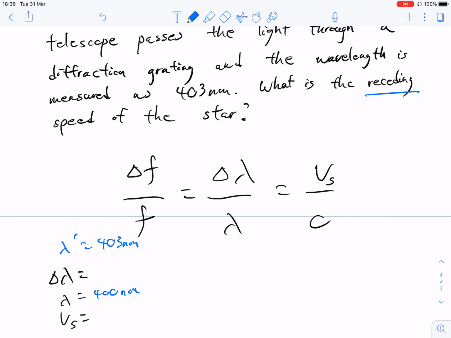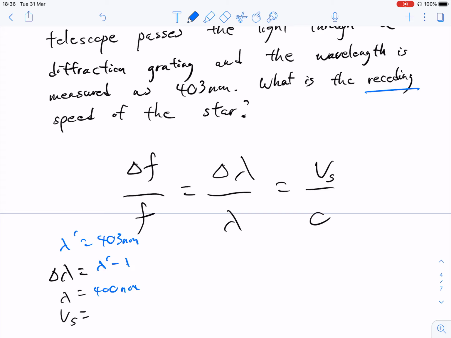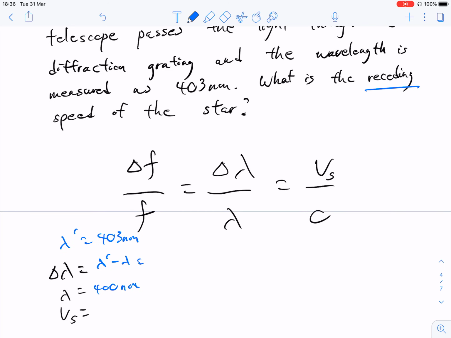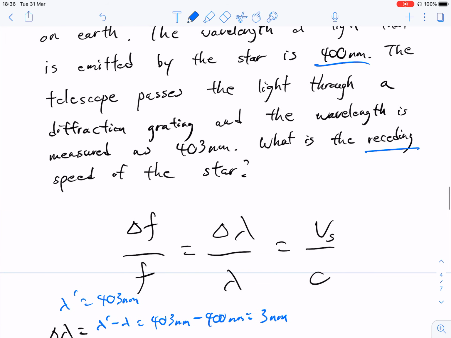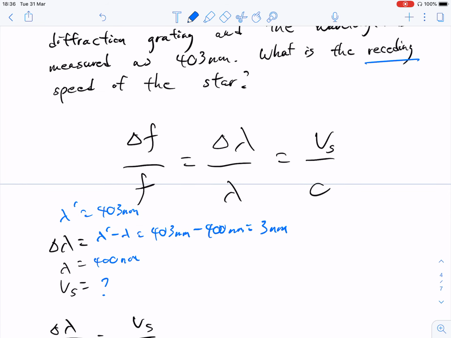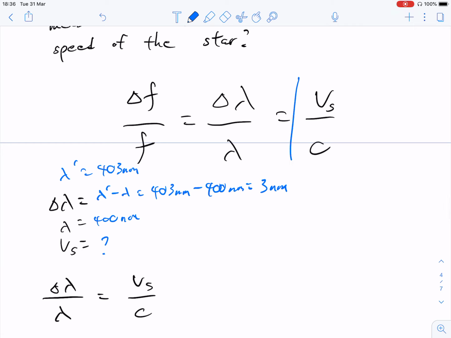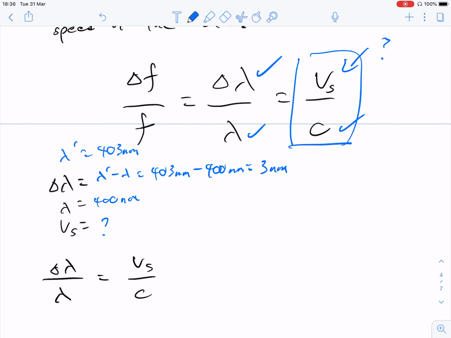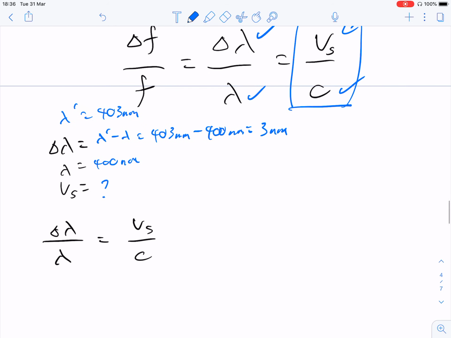And so the change of wavelength is the difference between these two. Sorry, that's not lambda. So lambda prime minus lambda, which is 403 nanometers minus 400 nanometers, which is essentially just 3 nanometers. And the velocity is what we're looking for, so I'm going to write a question mark for that. This is unknown. We've got the change of wavelength and also the original. So purely just a substitution now.